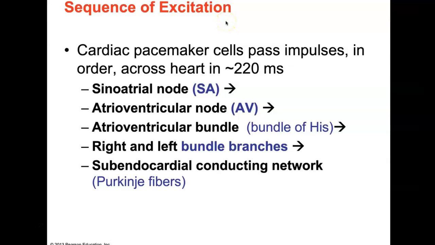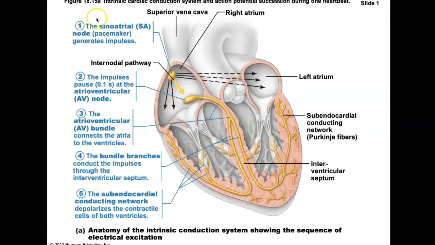Now what we want to do is go through the sequence of excitation. The typical cardiac pacemaker cells are found in the sinoatrial and atrioventricular nodes. In addition, cells of the atrioventricular bundle or AV bundle, right and left bundle branches, and the subendocardial conducting network, also known as the Purkinje fibers, can sometimes act as pacemakers as well. If we look at where we find these cells, they are distributed in these regions within the heart. We have the sinoatrial node located in the right atrial wall, just inferior to the entrance of the superior vena cava.